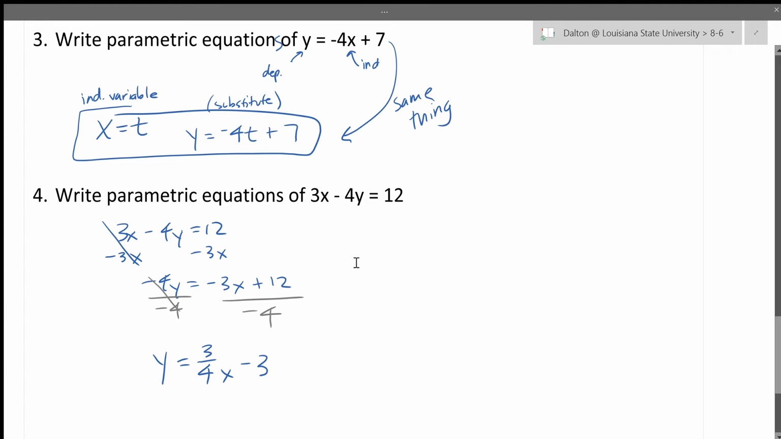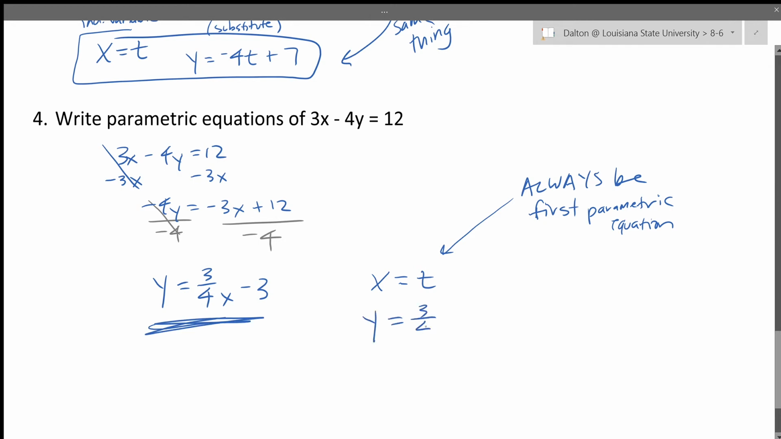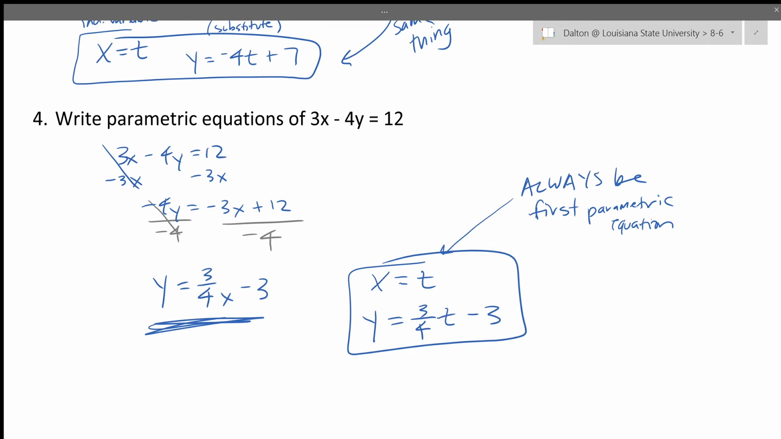Now I'm going to use that to write my parametric equations. The first parametric equation is the same every single time: x equals t will always be first, because typically you do that one first. To get the second parametric equation, you simply substitute t in for x in your original equation. So instead of 3/4 x, we have 3/4 t minus 3. These are your two parametric equations of the line 3x minus 4y equals 12. That's simple. The only hard part sometimes is if I give you a line in standard form, instead of slope-intercept form, you just have to rearrange it first.